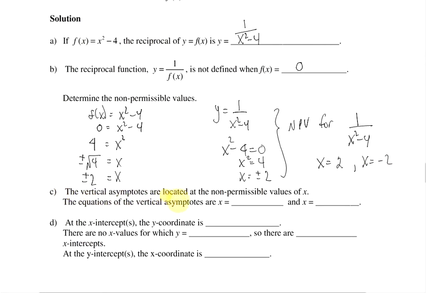So the vertical asymptotes are located at the non-permissible values of x. The equations of the vertical asymptotes are x equals 2 and x equals negative 2.